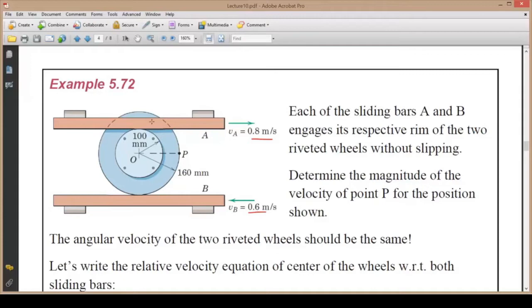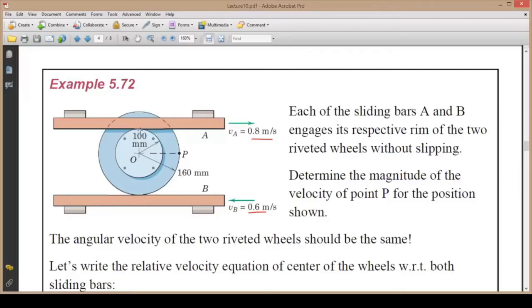As a result of that, there is a contact between the wheel and the bars. The first bar on top is in contact with the wheel at a surface with a radius of 100 millimeters from the O point, the midpoint. And the other one is in contact with the surface 160 millimeters from the midpoint of this wheel.